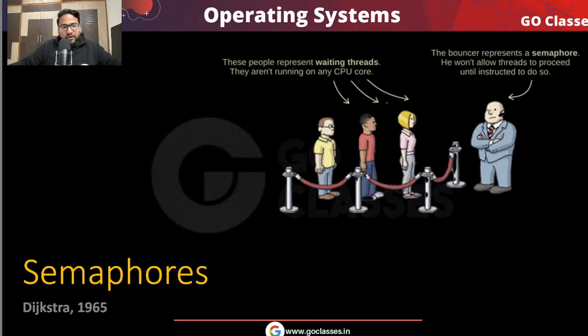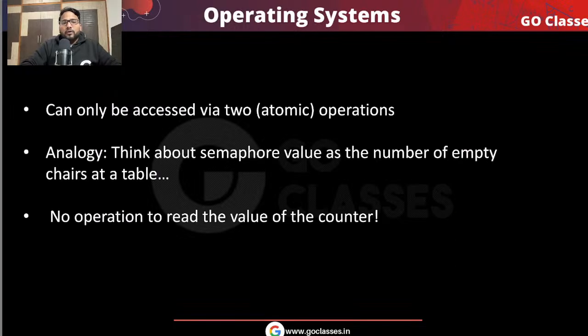By the way, the semaphore was given by Dijkstra. You might have heard about Dijkstra, right? How many of you already know about Dijkstra? You must be knowing, right? Okay, great. Dijkstra is obviously very popular for his shortest path problem, but not just that. He has a great contribution in computer science. Now let's get started with the semaphore quickly.